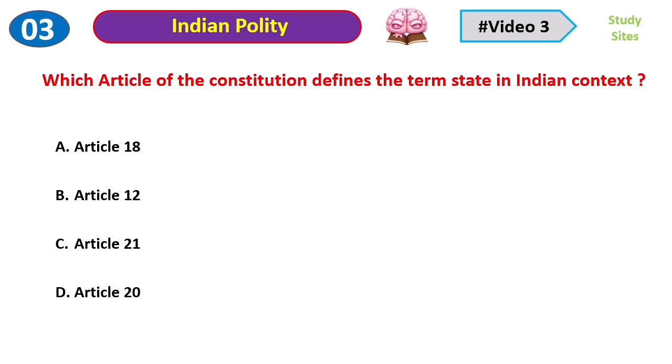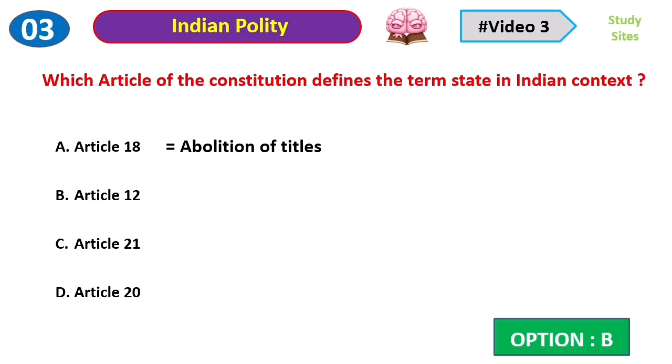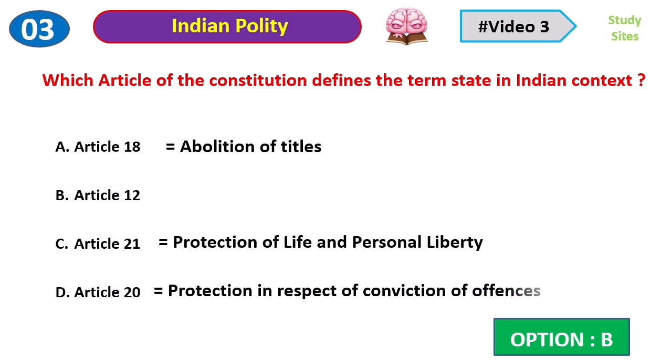Which article of the Constitution defines the term state in the Indian context? Article 12. And friends, Article 18 deals with abolition of titles. Article 21 deals with protection of life and personal liberty. And Article 20 deals with protection in respect of conviction of offences.